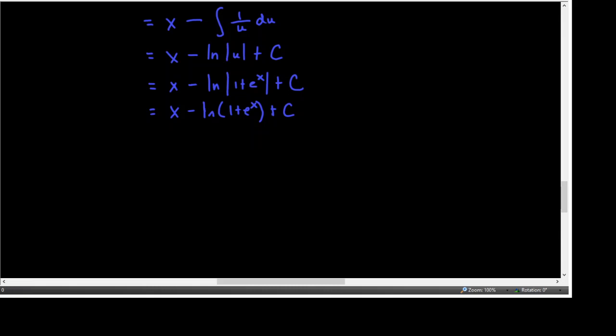The next example is part D. So let's take a look at that one. D is the integral of cotangent of x multiplied by the ln of sine of x dx. Okay, so pause the recording and see what you can come up with all by yourself.